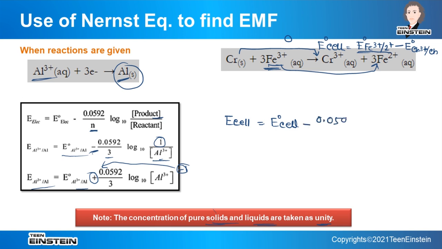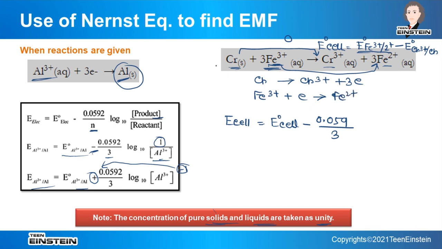Then 0.059. Now in the case of n, what will you write? In the case of chromium it is a 3 electron transfer, but if you consider Fe3+ to Fe2+, it is a 1 electron transfer. Then what will you write, 1 or 3? It will be 3. Now why is it so? Because when you consider the single reactions, this is the oxidation reaction, and Fe3+ accepts an electron and is converted to Fe2+.